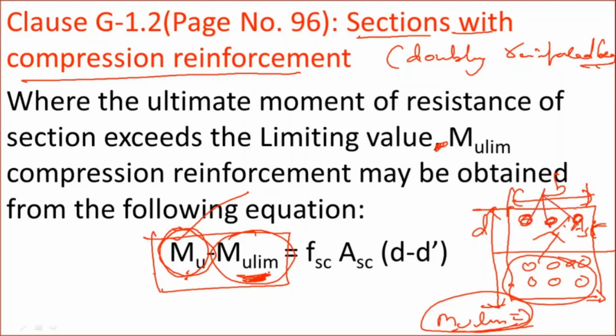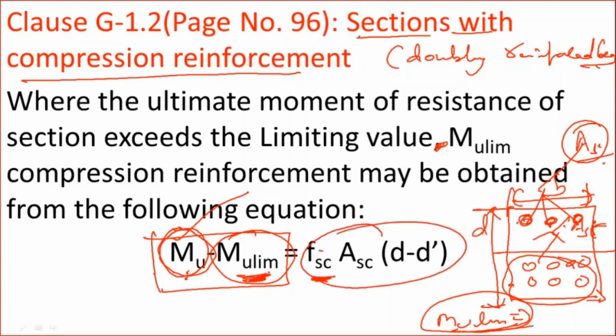This area of steel is calculated using this formula. What is fsc? That is the stress in the compression steel, and Asc is the area of steel in compression. d minus d dash: d you already know, that is the effective depth of the section, and d dash is the effective cover for the compression reinforcement. So using these values, you can calculate the area of compressive steel required.